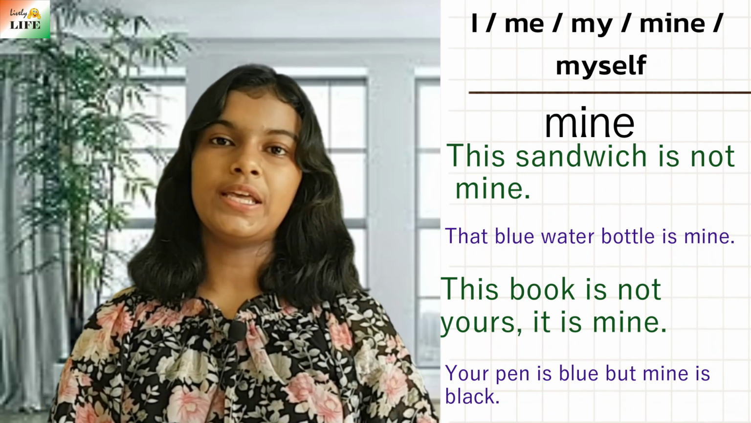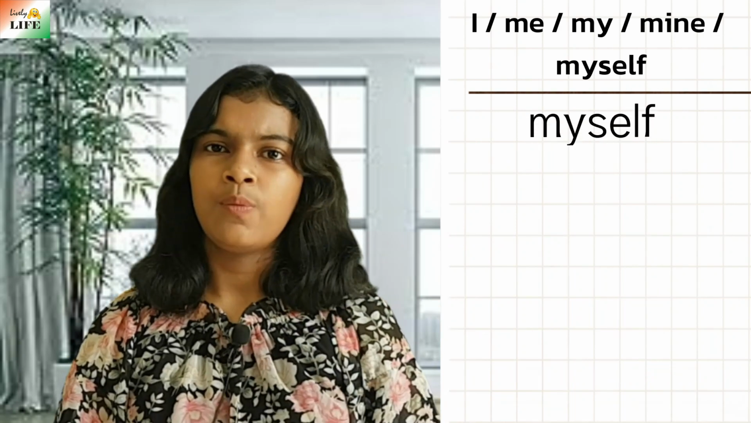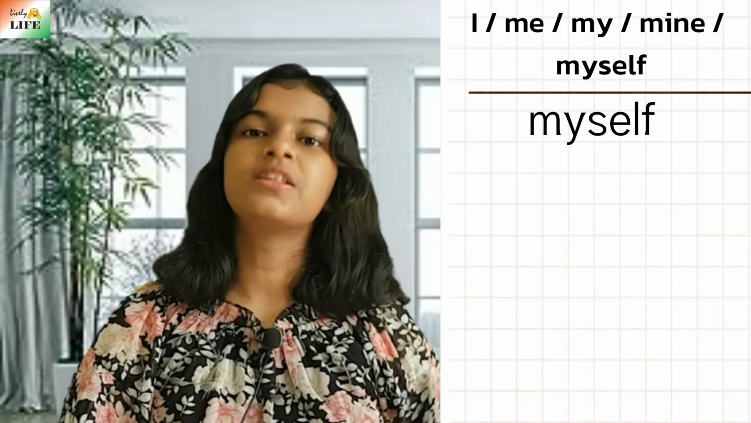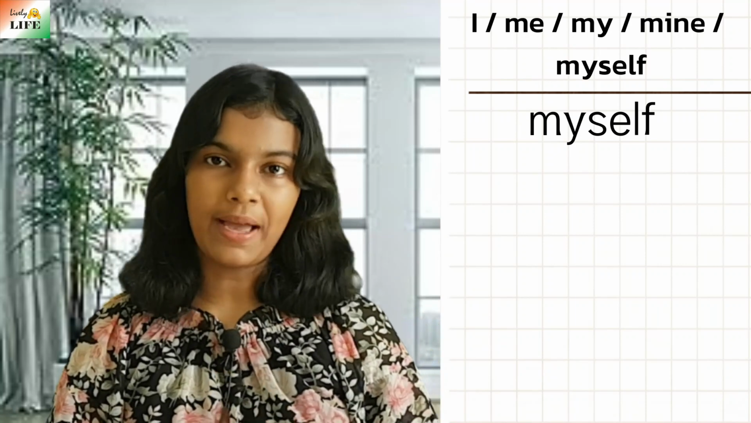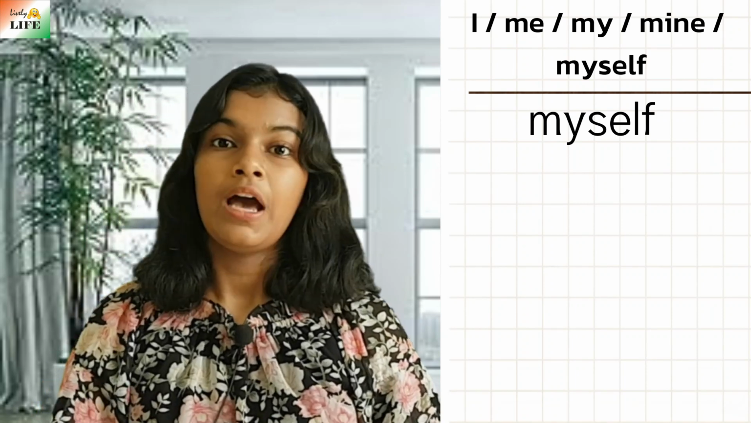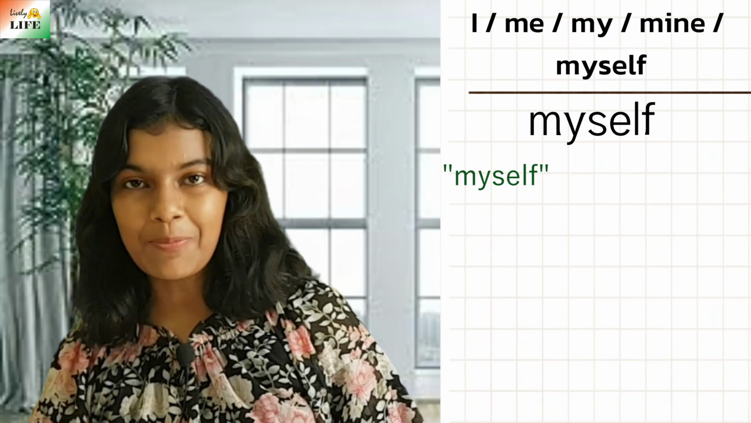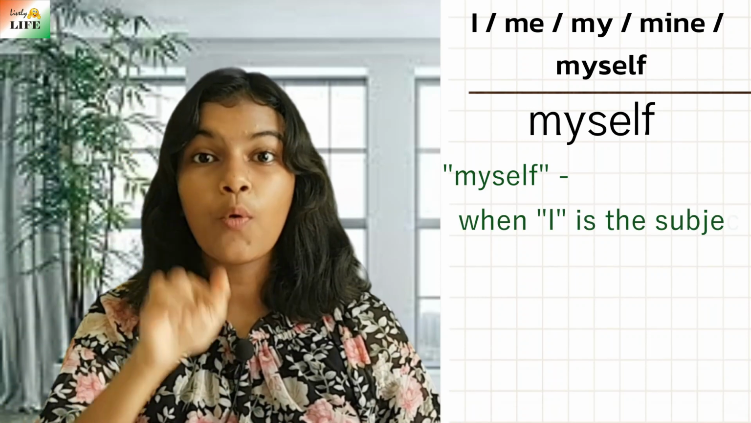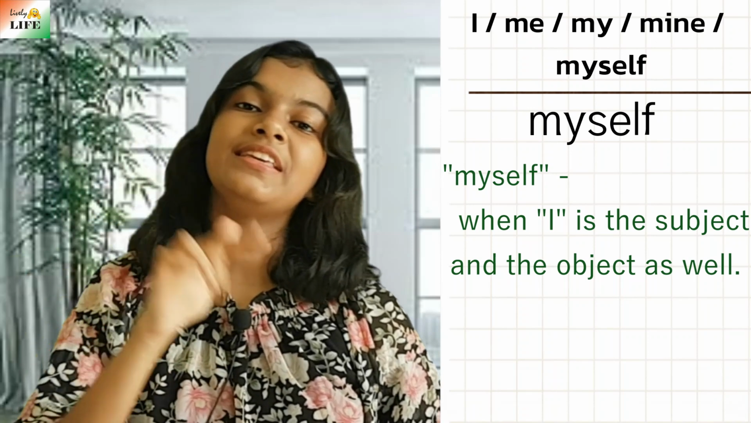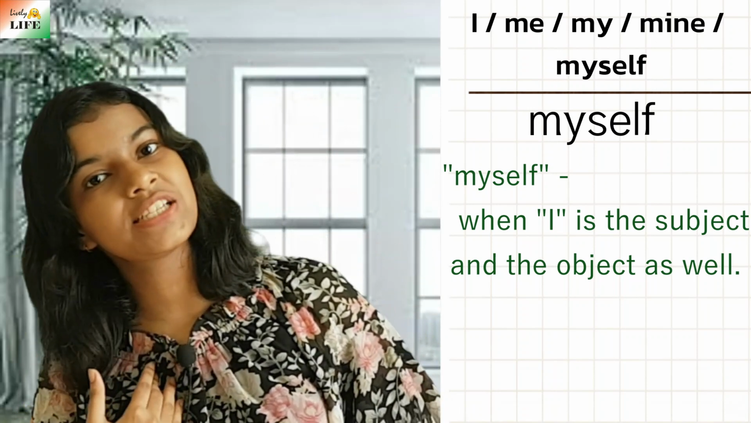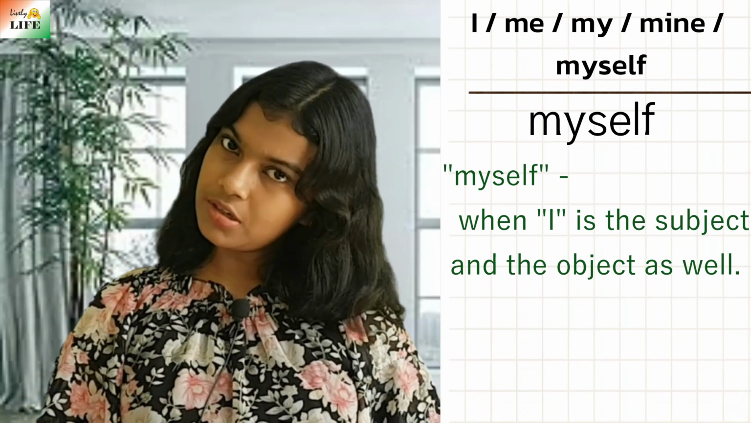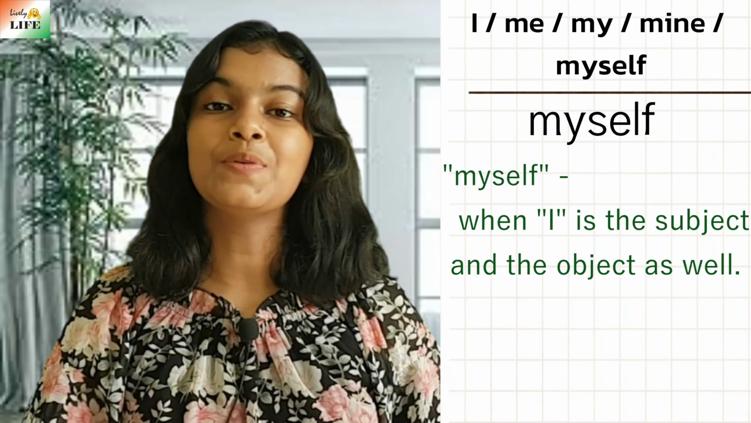Now the last one is myself. Well, myself is used completely differently than the previous four words. What is myself actually? It is a reflexive pronoun. Myself is used when the subject and object both are me. I am the subject as well as the object. I am doing the work, I am also receiving the work. So that is when you use myself.